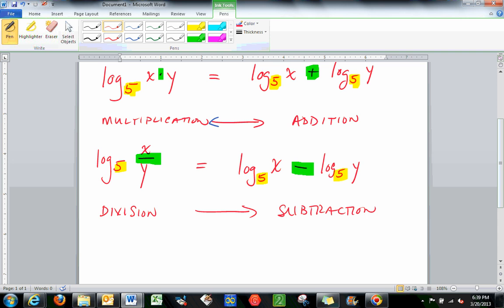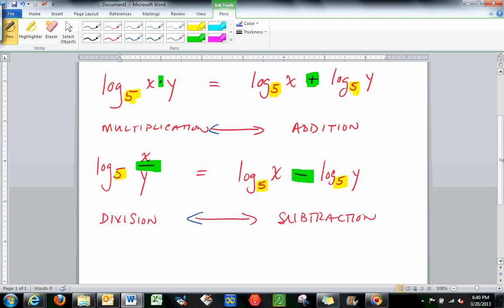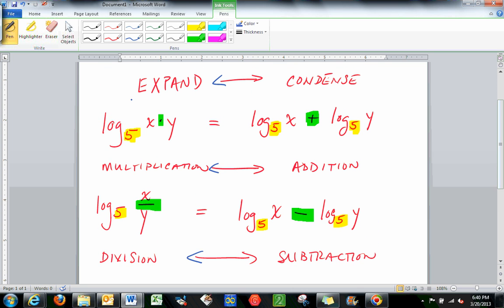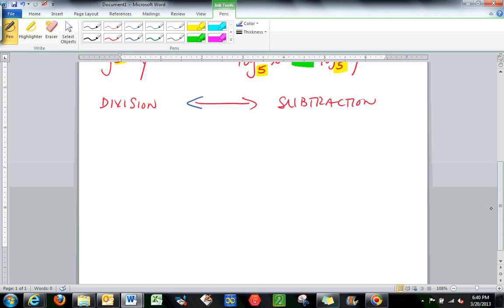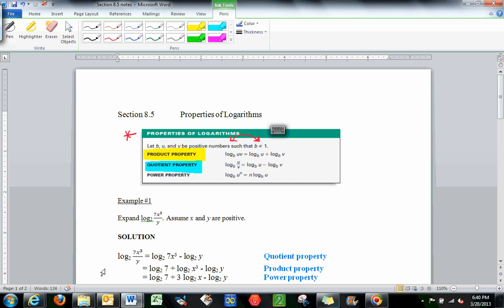Now, if we were being asked to condense this statement, we could then go back the other direction and take this subtraction statement and condense it back to a division statement. So it's very important that you're able to condense and expand these properties. The last property that we're going to look at is going to be the power property.